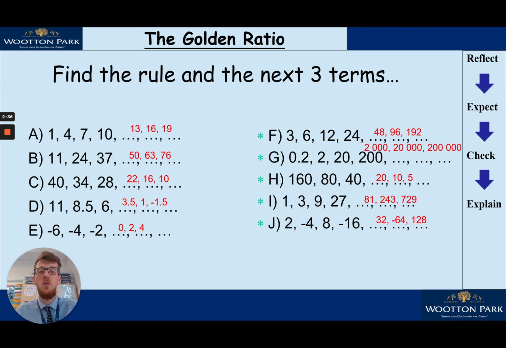And for the last one, we were timesing by negative 2, so the signs went from positive to negative, from positive to negative. And our last three terms were 32, negative 64 and 128. So give yourself a big pat on the back if you got all of those right. Well done.